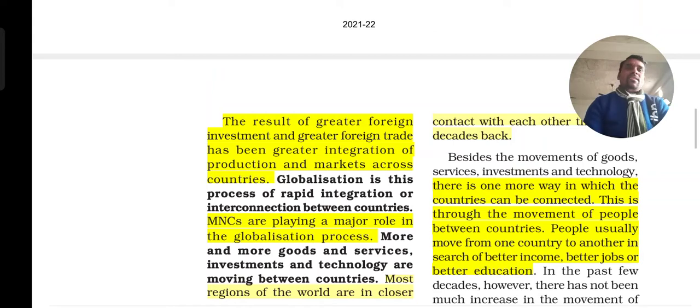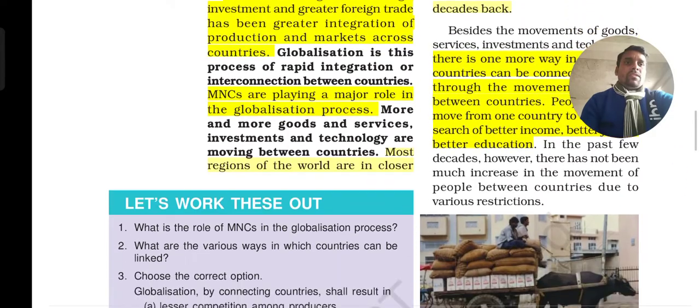So it is very clear. Because of globalization, or this interconnection or integration with different countries globally, we can connect with a country in two ways. One is by the movement of goods, services, investment and technology. The other is the movement of people. You can just imagine the number of Indian people that are living in America.